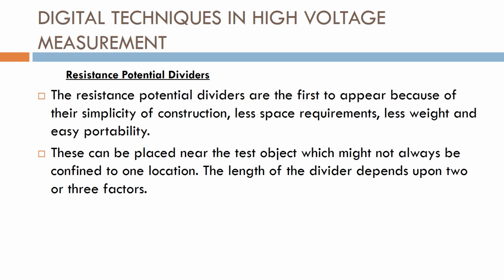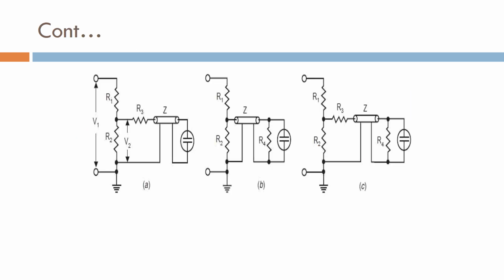Resistive potential dividers. The resistive potential dividers were the first to appear because of their simplicity of construction, less space requirements, less weight, and easy portability. These can be placed near the test object, which might not always be confined to one location. The length of the divider depends upon two or three factors.